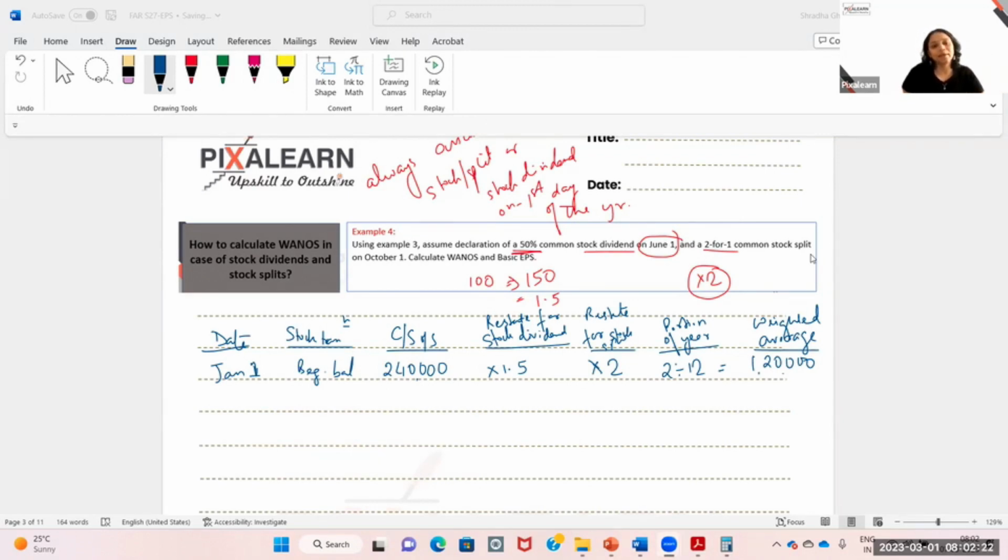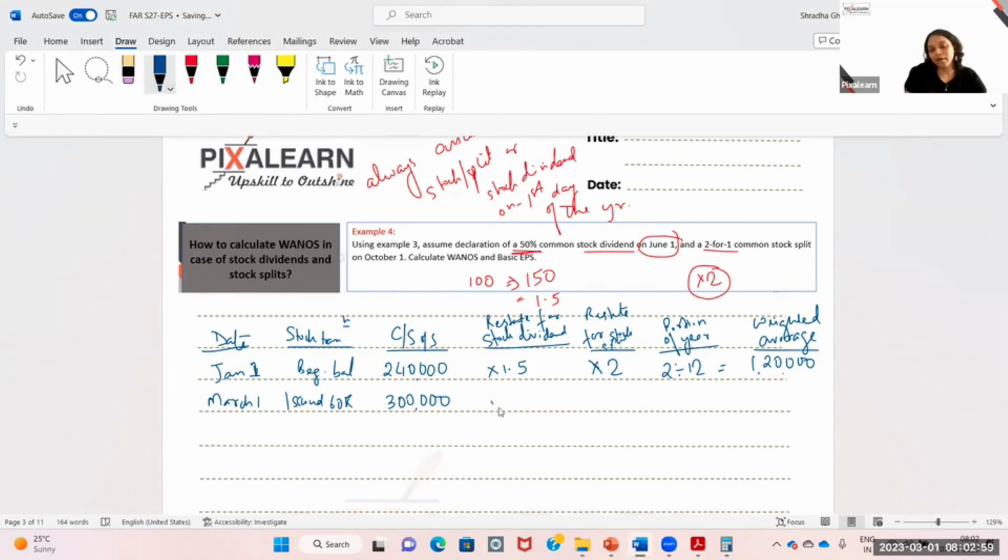Clear? Now see what happened. The next thing was March 1. What happened on March 1? On March 1, we had a fresh issue. How many did we reissue? We issued 60K. Yes or no? So now we have how many outstanding? Now we became $300,000. I will assume that these were also split and restated for the entire year, because we are going to assume that this happened in the beginning of the year, isn't it?